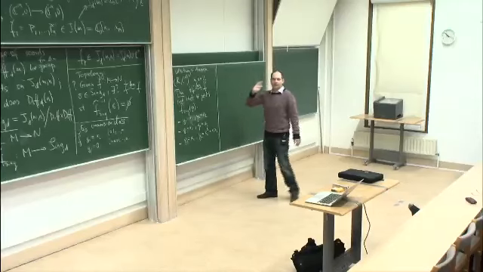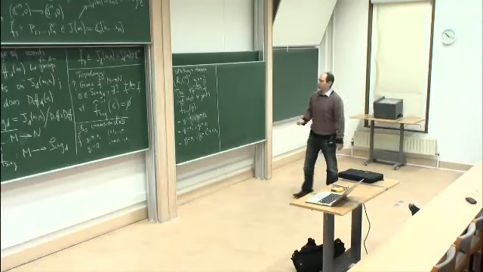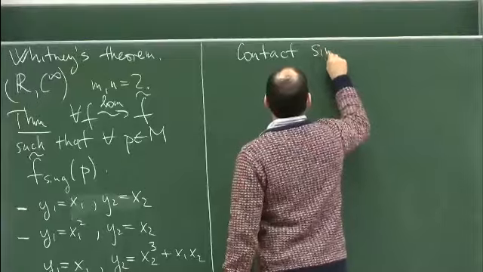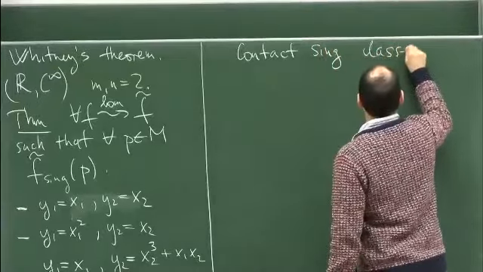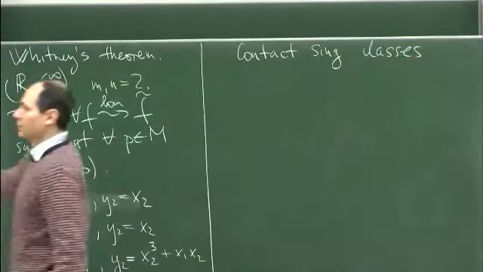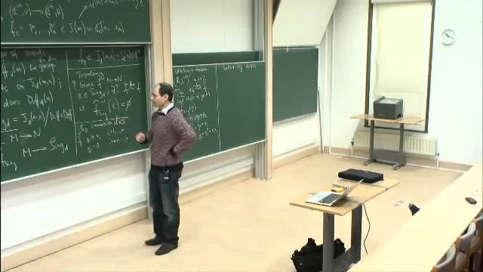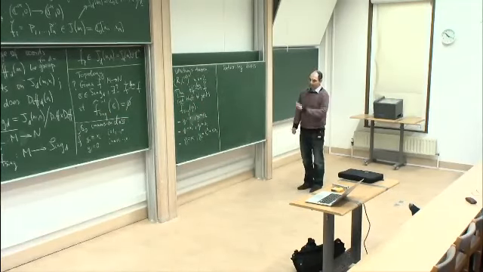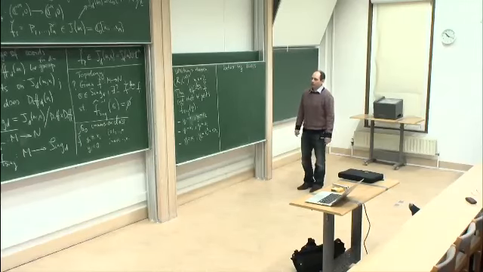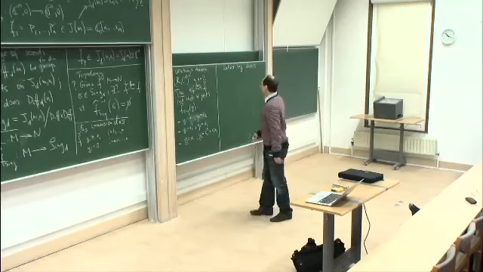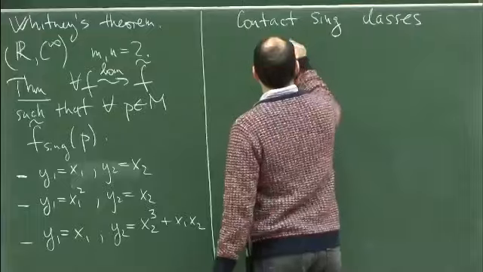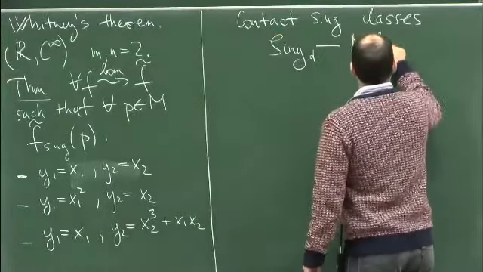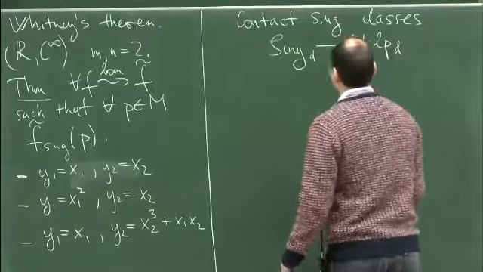I will introduce a simplification. That's something called contact singularities. Contact singularity classes. And that's a simplification of this setup, but still infinitely complicated, it turns out. And the point is the following, that there exists a map from Sing D to Nilp D, right?